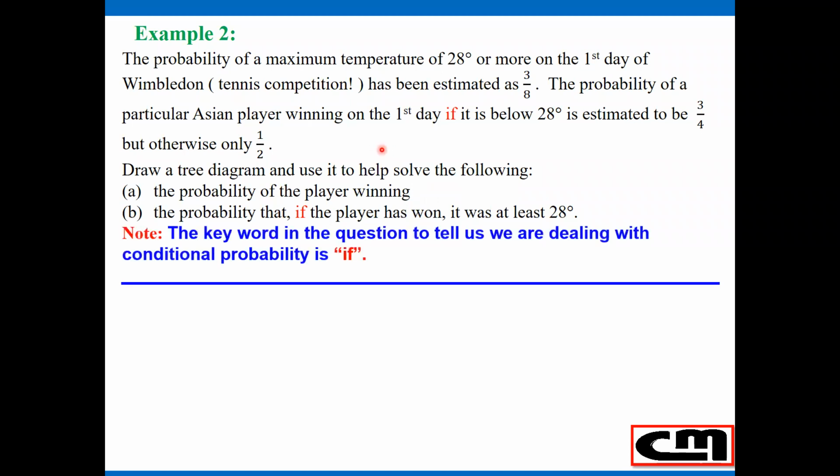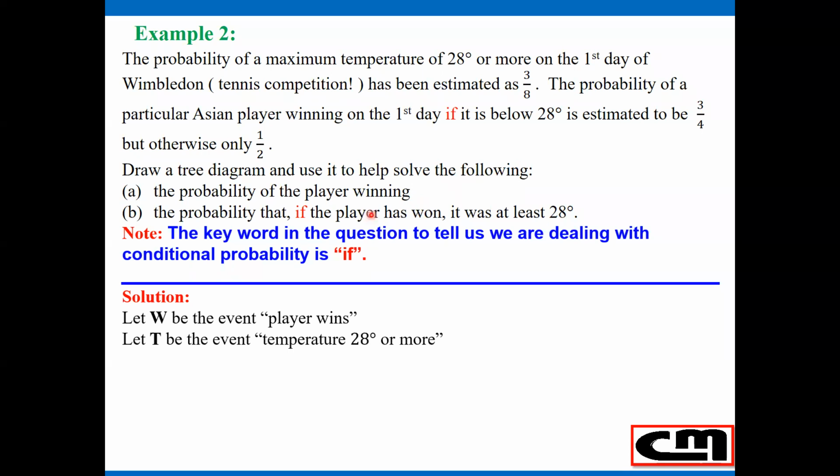How? In this problem, the key word in the question to tell us we are dealing with conditional probability is "if". That one written in red, right? That is the one that tells us that this is a conditional probability question. Once that is done, then you have to define the variables. Here we are talking of winning and temperature. Those are the two major variables that are at play.